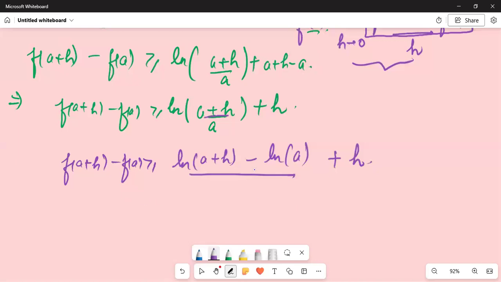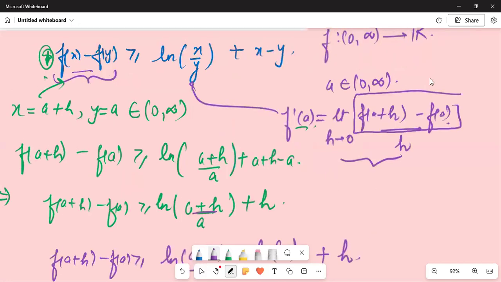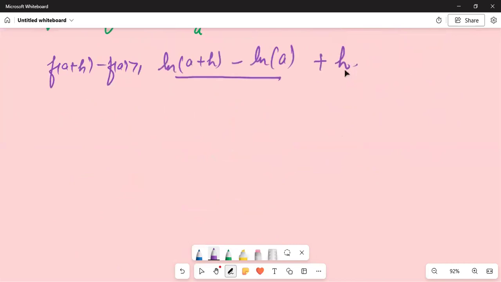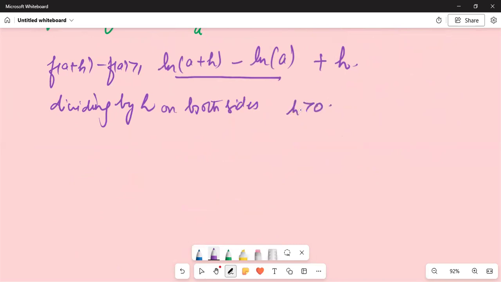Now how to find the derivative of f at a? You need to divide it by h. Then only it will match this definition of the derivative at a. So you just need to divide by h, dividing by h on both sides. Since h is greater than 0, we don't need to worry about anything. It is not going to affect the inequality. So right now we are just dividing and applying the limit as well.